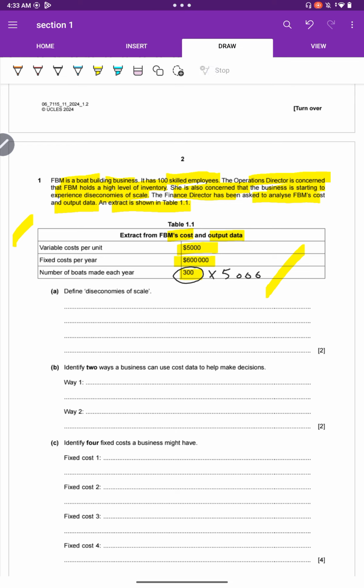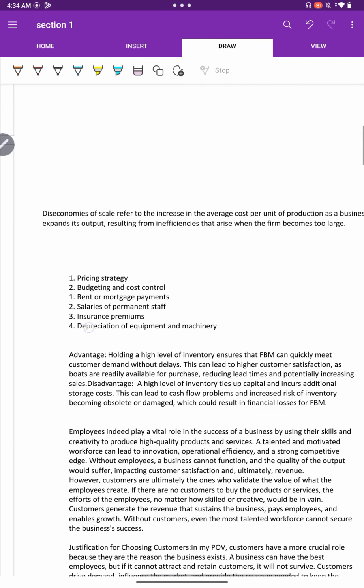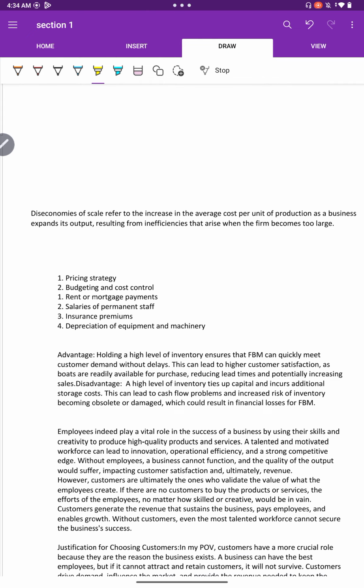Because this question talks about diseconomies of scale, the very first question is that we have to define diseconomies of scale. Here, as you can see, I've written its definition: diseconomies of scale refers to the increase in average cost per unit of production as a business expands its output, resulting from inefficiencies that arise when the business becomes too large. This is the basic definition.